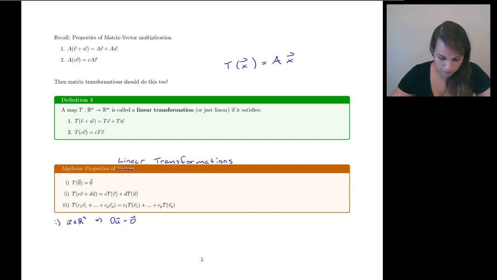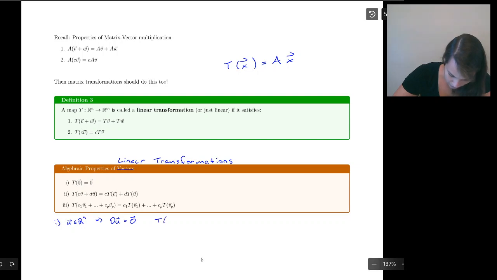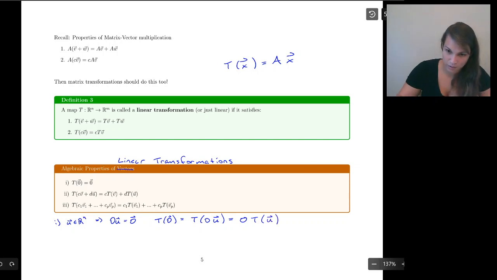So if 0 times U is going to be 0, let's go ahead and try and figure what T of 0 is going to be. So then T of 0 is going to be equal to T of 0 times some U. It doesn't matter what U. And then we get to use this property right here, number 2. And we can say that 0 times T of U. We get to pull that 0 out to the front. And then 0 times anything is 0. And so we're done. Property 1.